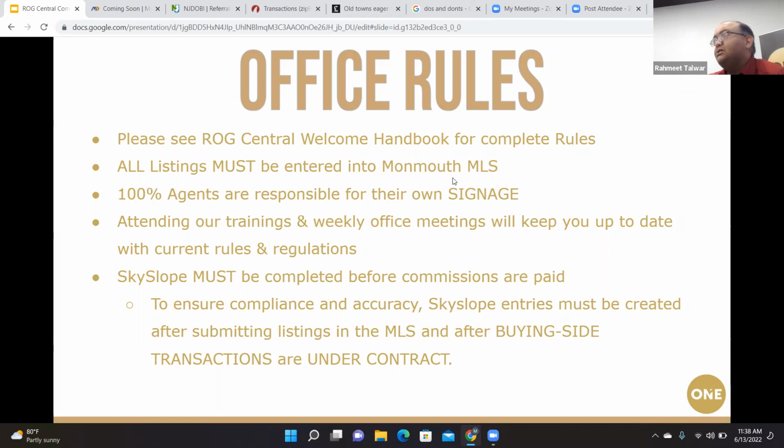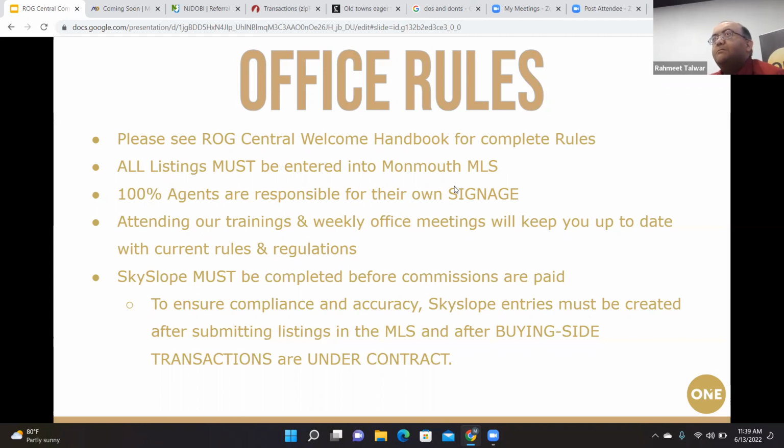And your production stays there because your primary board is Monmouth, to keep your production in one place. Yes, it's easier to see your ranking. If you have a status in the MLS, it'll be counted towards it. Right. And on the buyer side, you can't, because if you're selling a house in Somerset County, you can't have it in Monmouth, but at least what's in your control, put it in there.